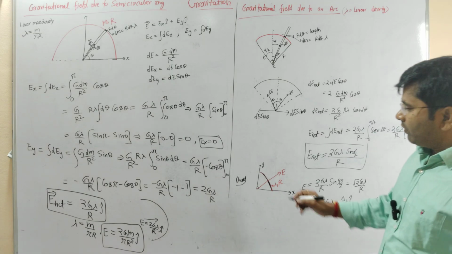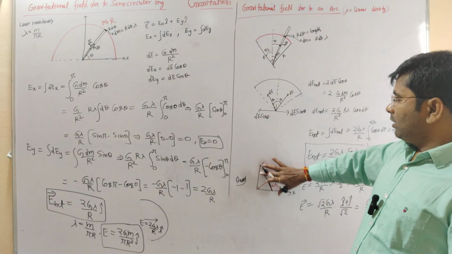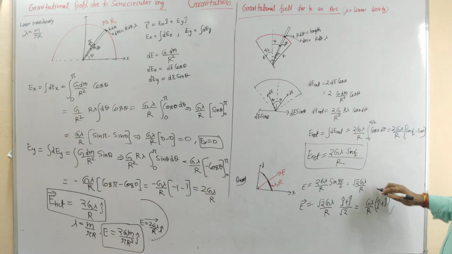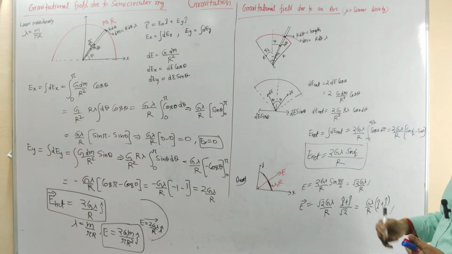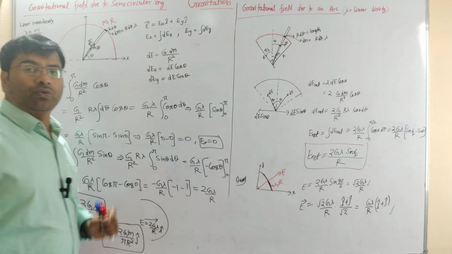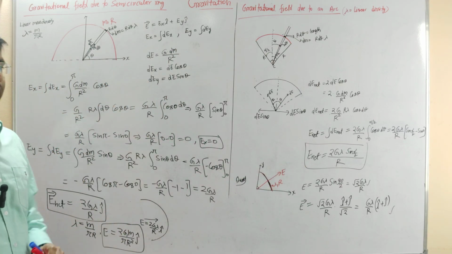So here what is the question? If r is given, find the gravitational field in vector form, and in value it is this much. This is how you will calculate for any r. So this formula is very important: 2G lambda upon r into sin alpha upon 2. Clear?